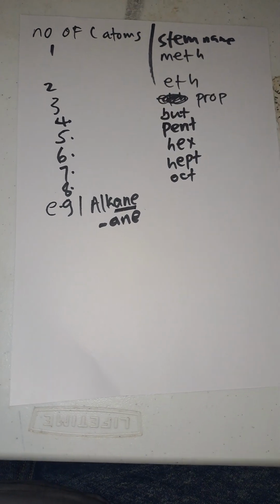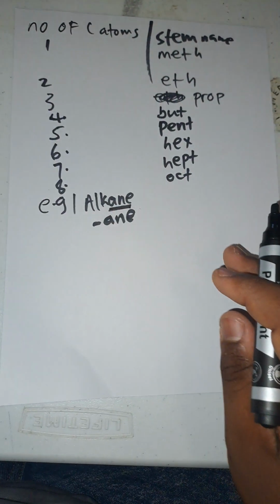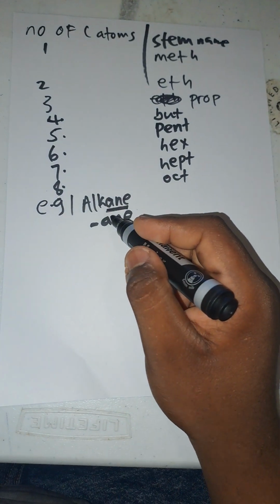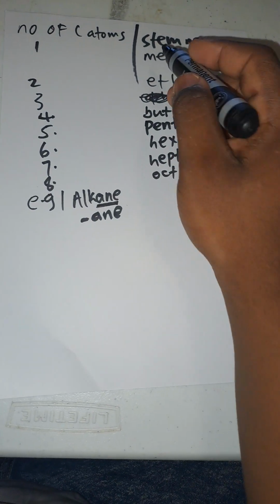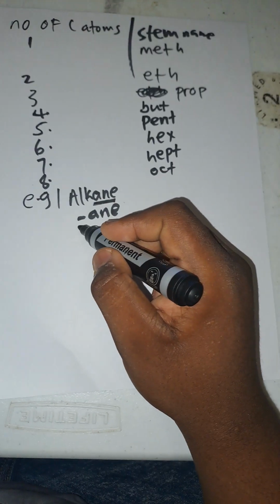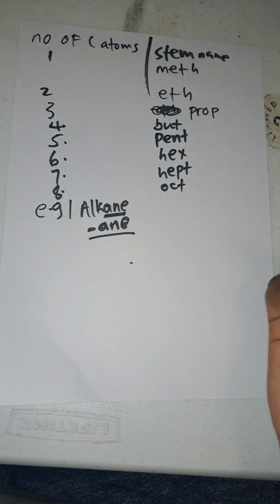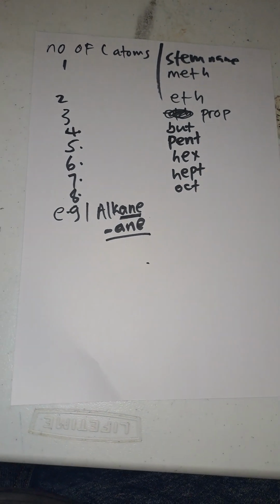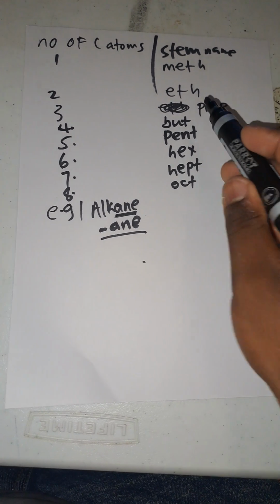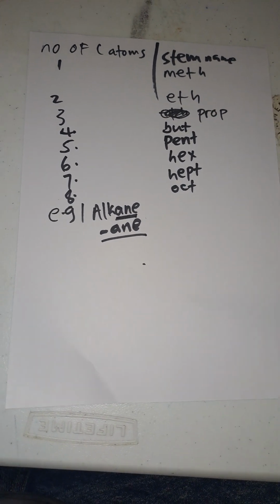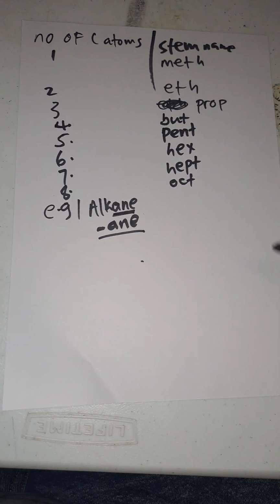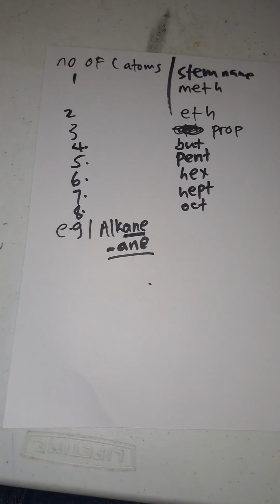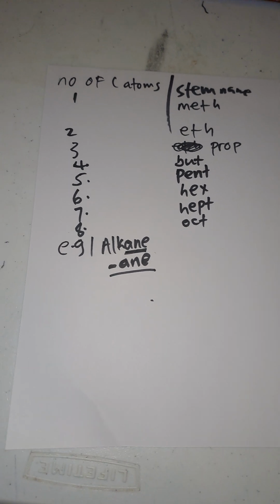So now let's take alkane only as an example. If I have one carbon atom and it's an alkane, it will be what? Methane. You see, you simply take your stem name and add this suffix, which is A-N-E. Then it's methane, which means you have one carbon atom. When it's eth, ethane. Prop, propane. But, butane. Pent, pentane, etc. When it is alkene, meth, ethene, propene, butene, etc.